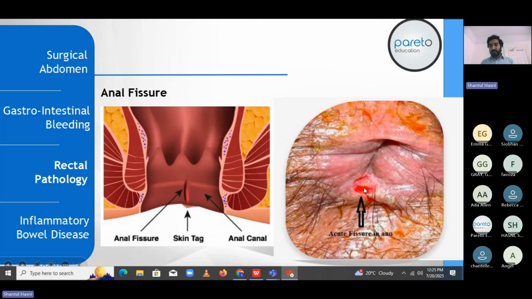That's how the anal fissure looks. You can see this tear in the anal mucosa, and obviously this gets irritated with the sweat, with the bacteria from the skin, and also the fecal content. So that's very painful.